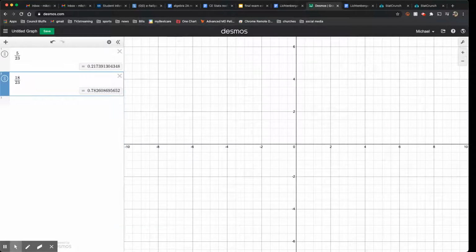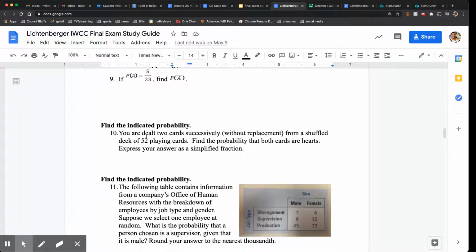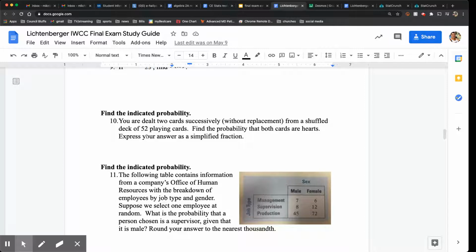23/23. That's everything. So the probability of a complement, in other words, the probability of A not happening, is going to be 18/23. That is the answer for number 9, 18/23.